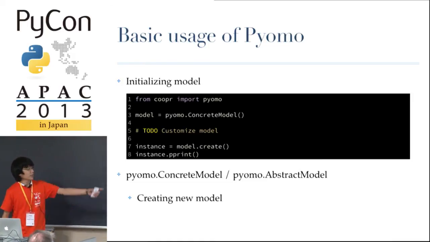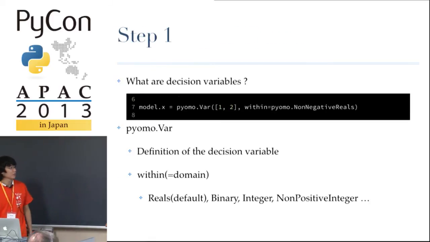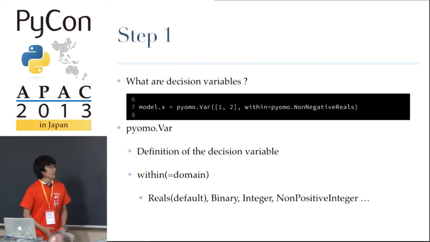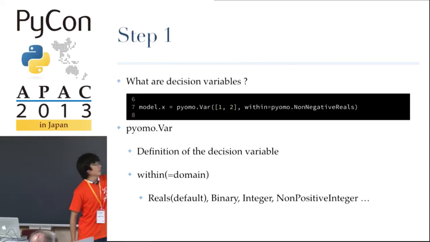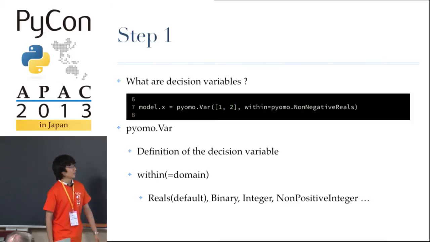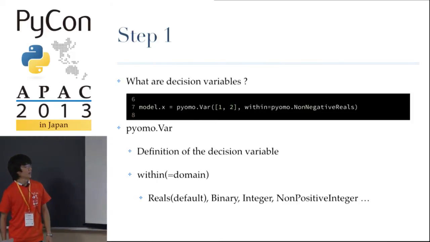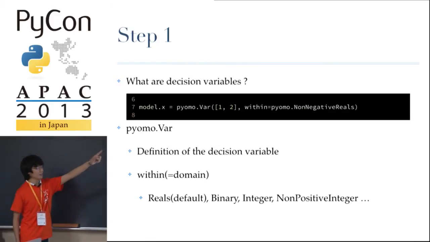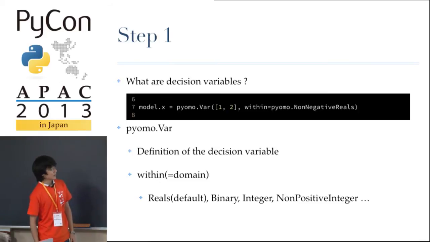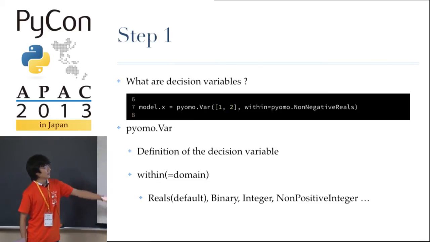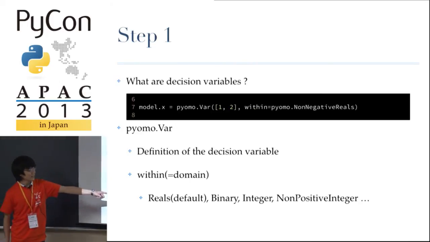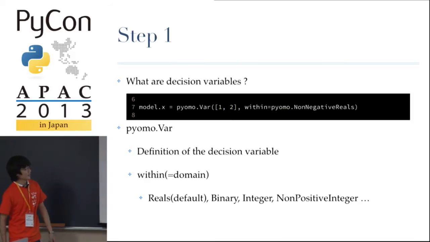Okay, now we customize the model. First, we set the decision variables. Pyomo Var is the definition of the decision variable. The within option means the domain of these variables. There are several kinds of domain: non-negative reals, or reals, which is the default, and binary, integer, non-positive integer, and so on.